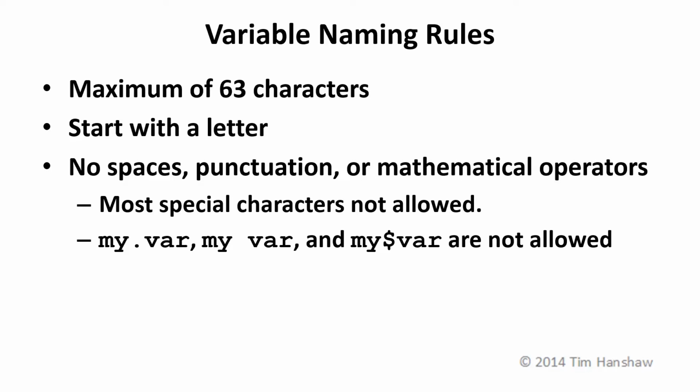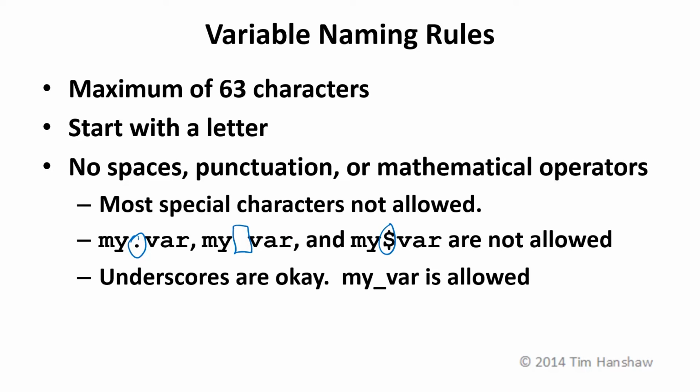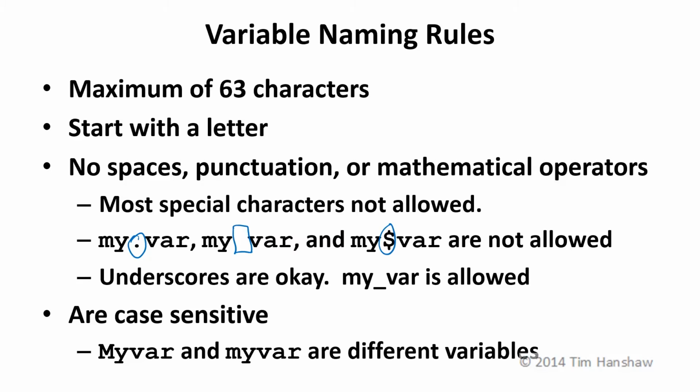So for example, my.var isn't allowed because it's got a period in it. My space var isn't allowed, and a dollar sign isn't a legitimate character in a variable name. Underscores are okay, so my_var is okay. Variable names are case sensitive, so myVar with a capital M is a different variable than myvar with a lowercase m.